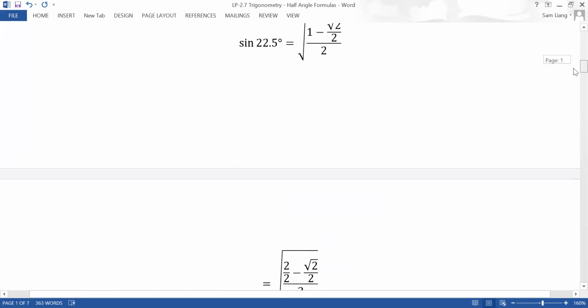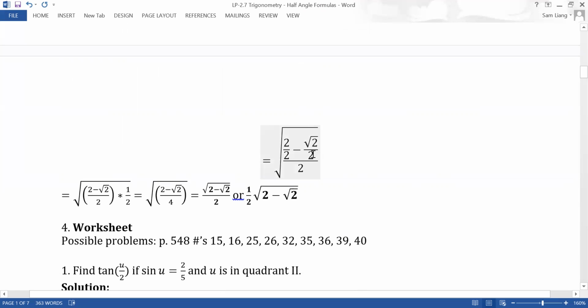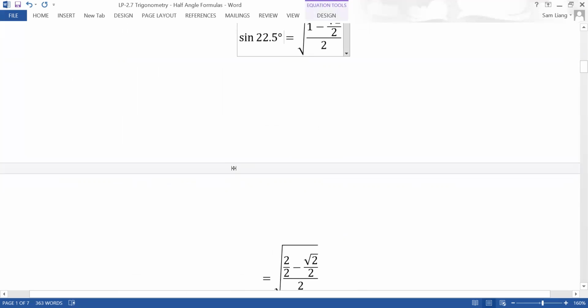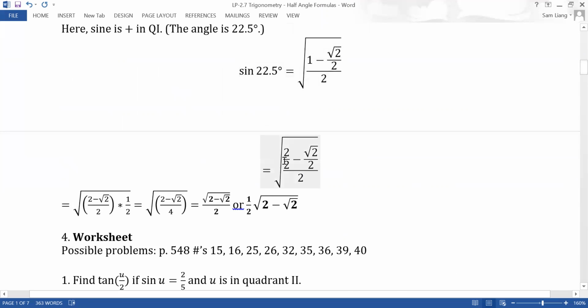And then moving on to the next step, simplifying, we get 2 over 2 minus root 2 over 2, because we had a 1 here, so that's 2 over 2 minus root 2 over 2. And then just simplify. So we get 2 minus root 2 over 2. That's the numerator. And then divide by 2, which means we multiply by 1/2. So in the end, we get square root of 2 minus root 2 over 4.